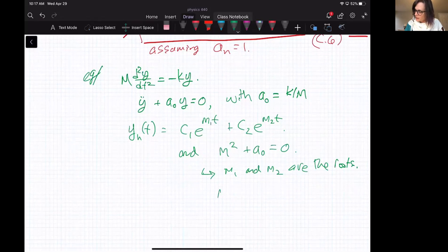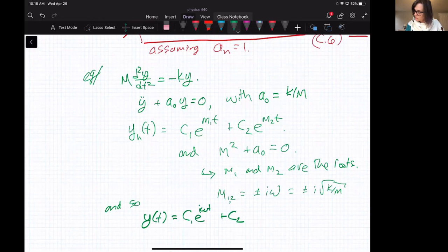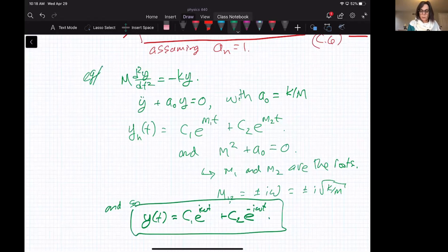What you find, of course, is that m1,2 is equal to plus or minus i omega, which is equal to plus or minus i times the square root of m. And so we get what we normally would expect, which is y of t is equal to c1 times e to the i omega t plus c2 times e to the minus i omega t. In other words, we reproduce simple harmonic motion. But the idea is that if you have an ordinary differential equation with more terms than this, you could use this method.